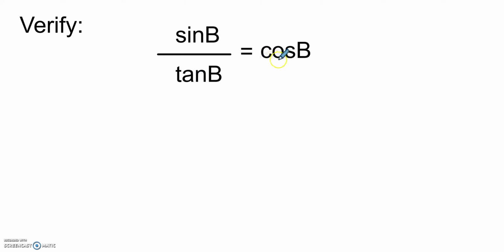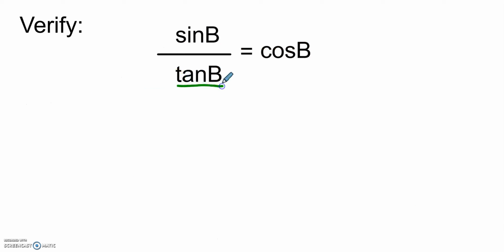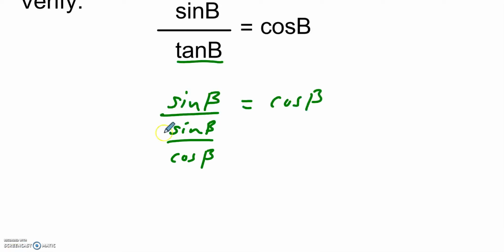We want just cosine. As this said, remember, if all else fails, change to sine and cosine. So if you don't see anything else you can do on here, you can take tangent and change that to be the identity sine over cosine. So this sine of b is going to stay the same, but this tangent is going to become sine of b over cosine of b, based on the identities we've used in the last two videos. So let's think about reciprocals or dividing fractions here.